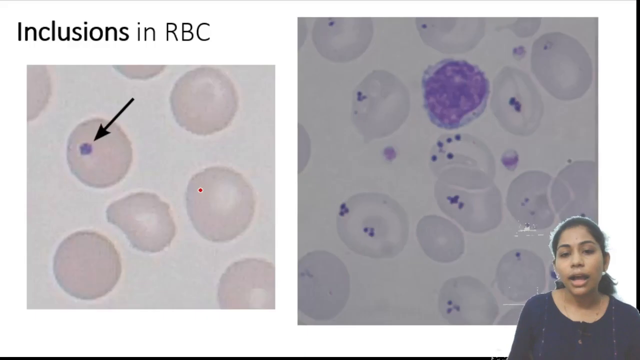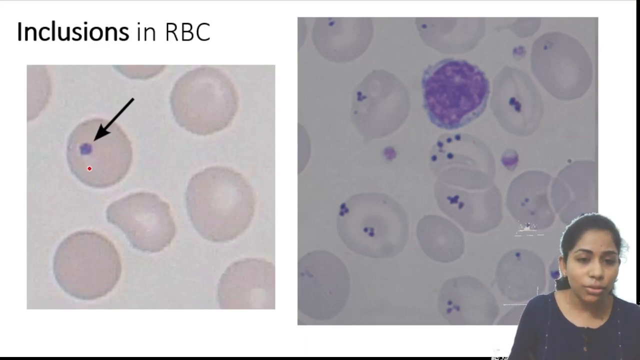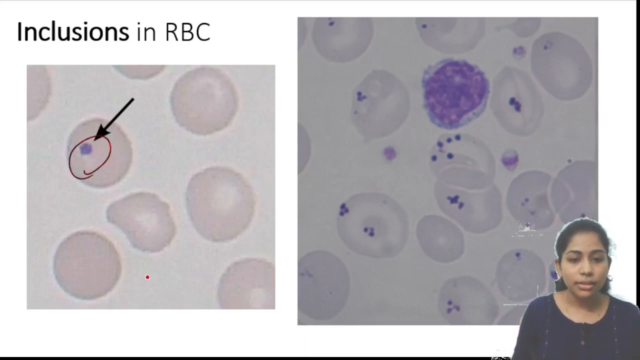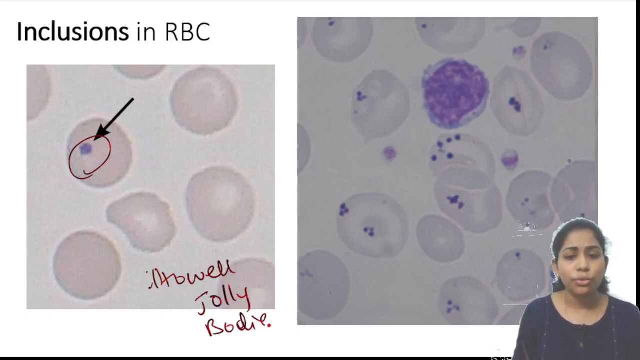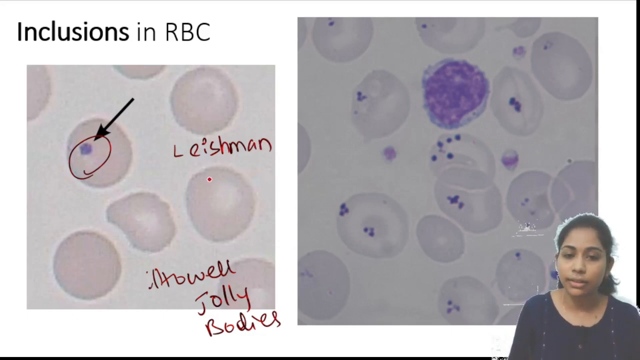Other bodies in the RBC, which are the inclusions in the RBC. So what is this? What do you think this thing is? Yes, these are Howell-Jolly bodies. So how can we differentiate these from the Heinz bodies? We see this is the Leishman stain. Howell-Jolly bodies don't need any special stain. They can be easily visible in the Leishman stain. That is the first difference.